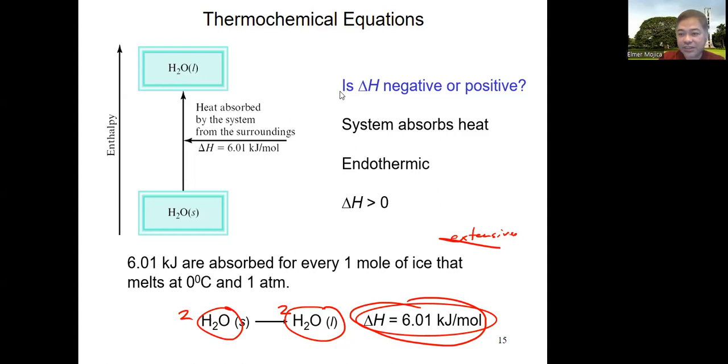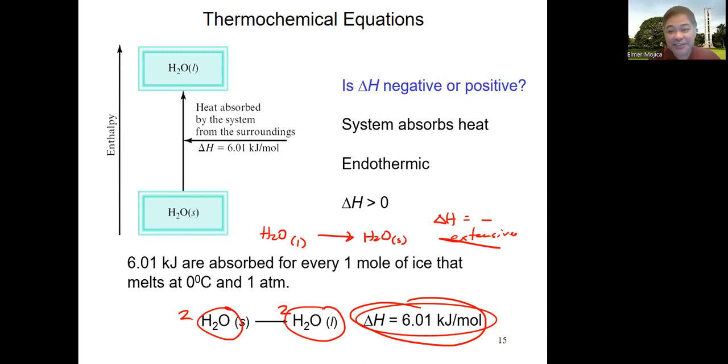Okay, so the delta H will also be doubled because it is an extensive property, depends on the amount. Now, if I'm going to reverse the reaction, what will happen to the delta H? Anyone? Negative. Yeah, so the sign will be reversed also, so that will become negative. Clear ba yun?